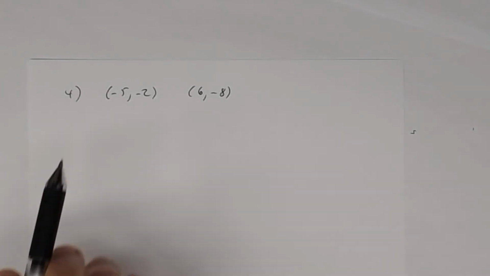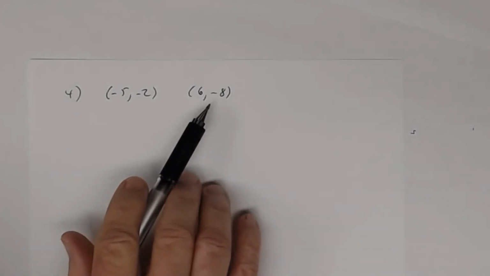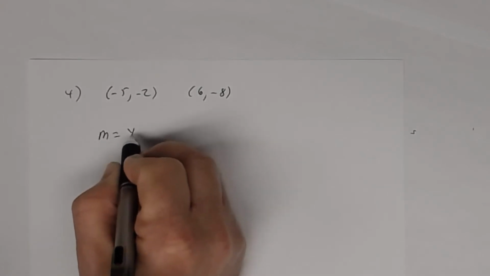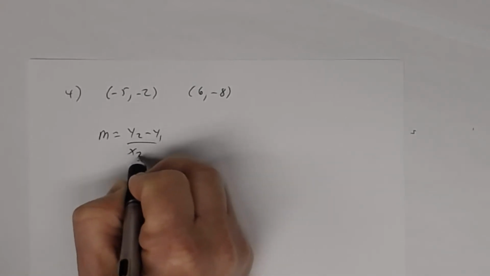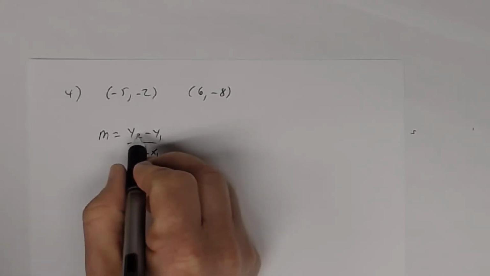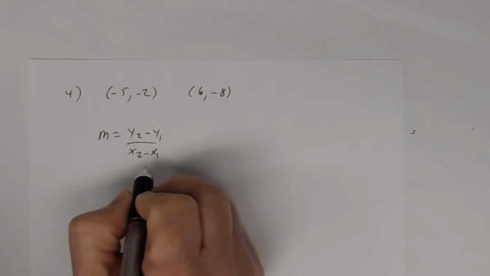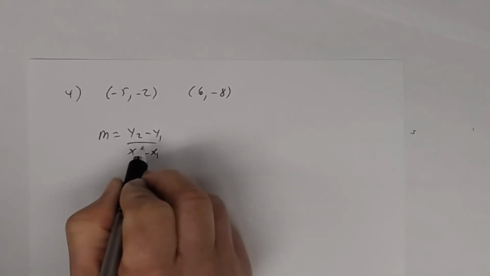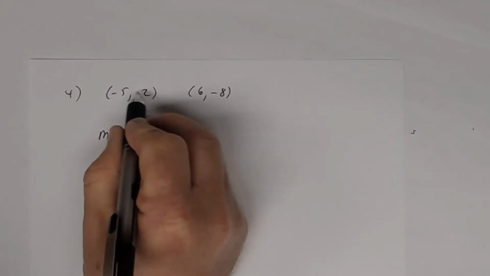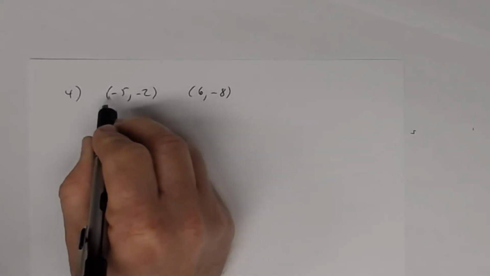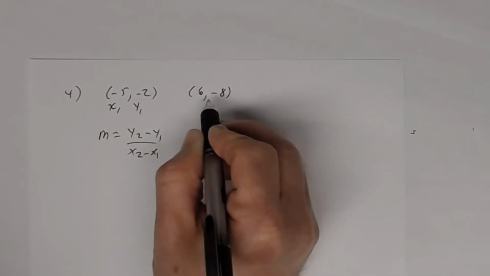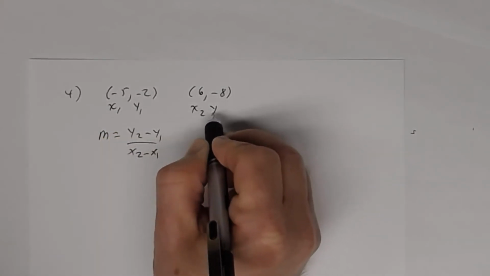All right, number 4, we have the point -5, -2, and the point 6, -8. So using the slope formula, slope is y2 minus y1 over x2 minus x1. So remember, order matters. Notice the subscripts align: y2, x2, y1, x1. The order does matter, so you must make sure you're writing this correctly. Let's go ahead and label these. It does not matter whether this is the first or second point. I'm just going to call it the first point. So it'll be x sub 1, y sub 1, and this will be x sub 2, y sub 2.